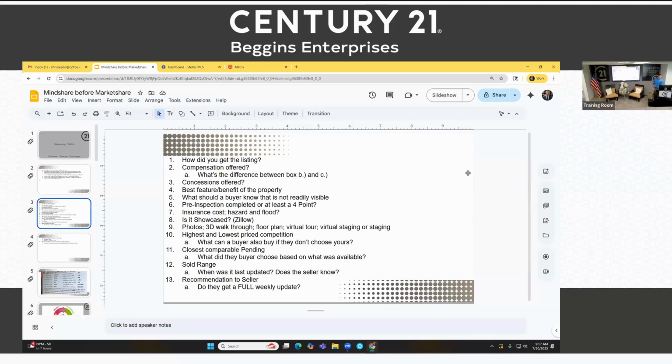Okay. And I see that nobody wants to engage today with chat. Four questions deep, not one answer. That's good. All right. So what is that best feature and benefit?